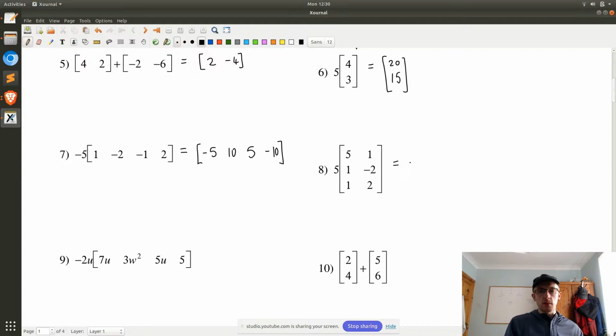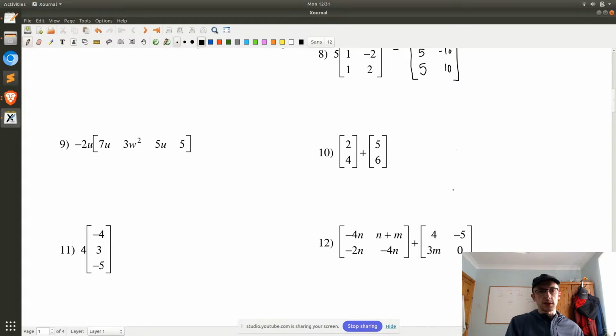And for this 3 by 2 matrix here, to scalar multiply it by 5, we're going to get a 3 by 2 matrix as well. And we're going to have, let's see, 25, 5, and 5 going down the first column. Then 5, -10, and 10 going down the second column.